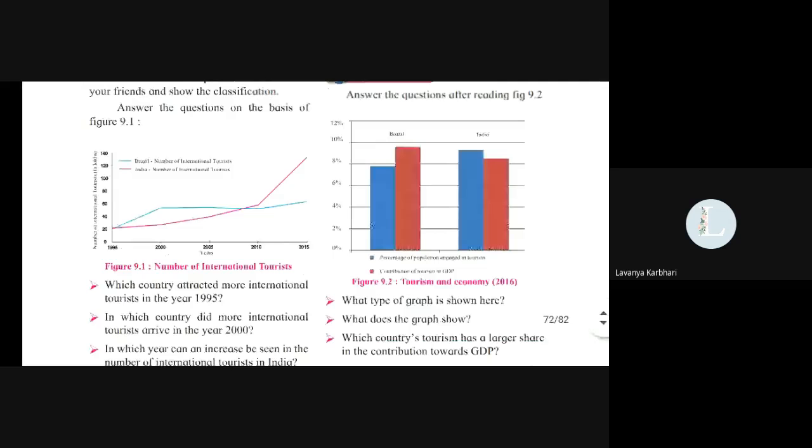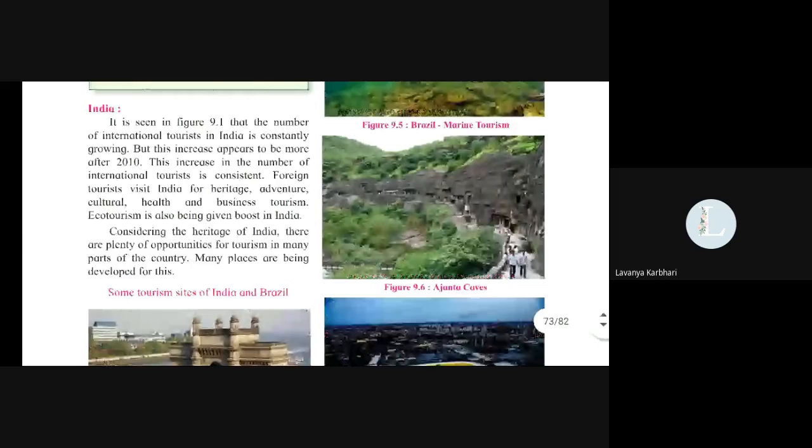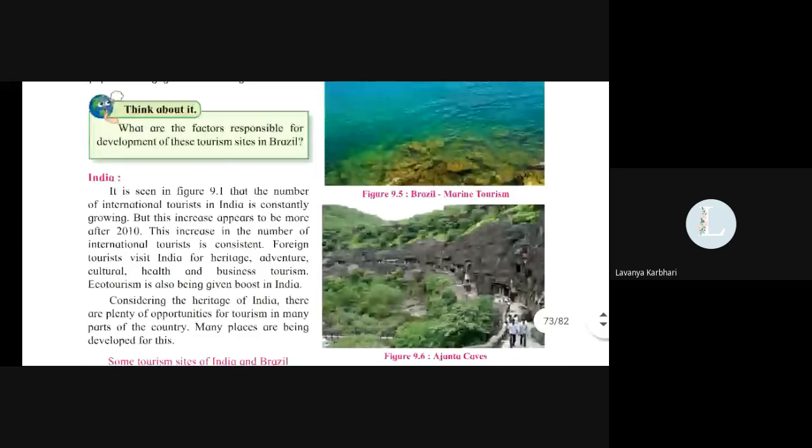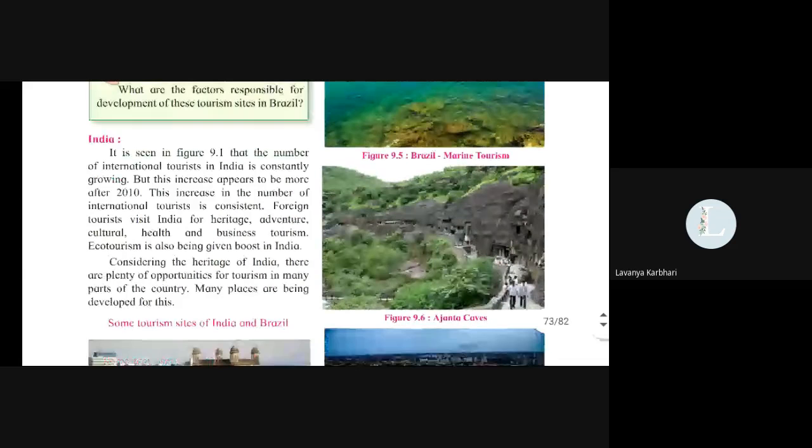Now for India, tourism in India. It is seen in figure 9.1 that the number of international tourists in India is constantly growing. But this increase appears to be more after 2010. This increase in the number of international tourists is consistent. Foreign tourists visit India for heritage, adventure, cultural, health and business tourism. Ecotourism is also being given a boost in India.